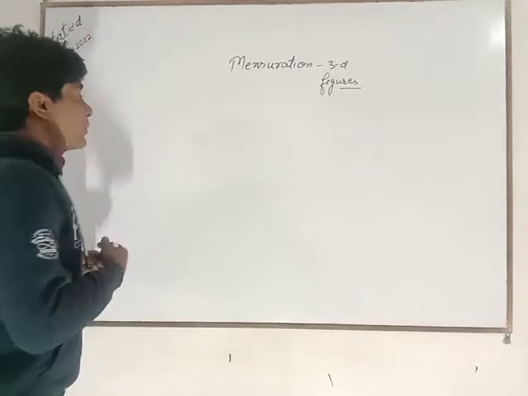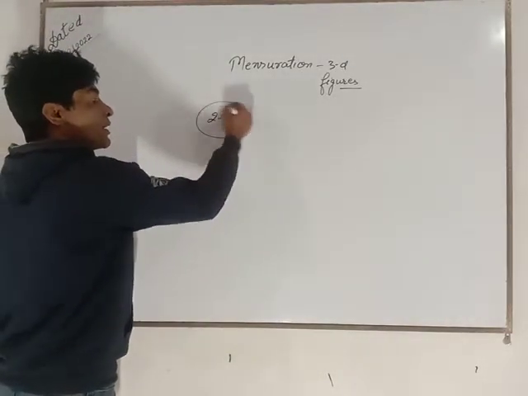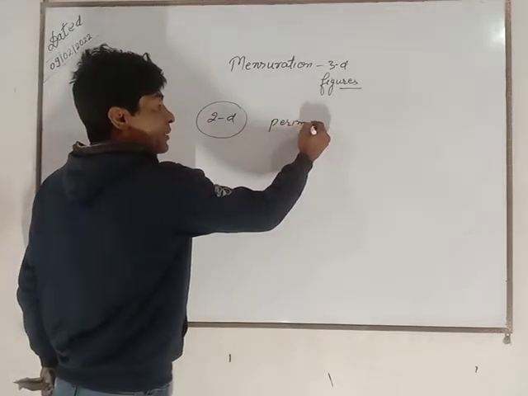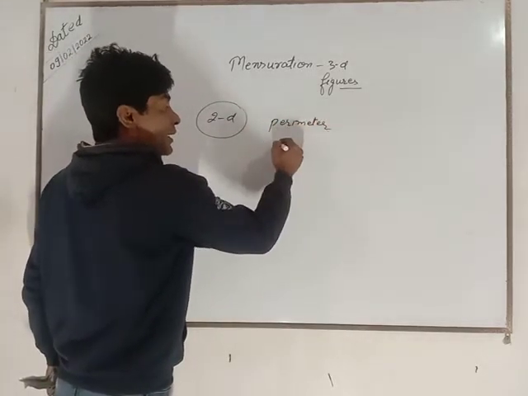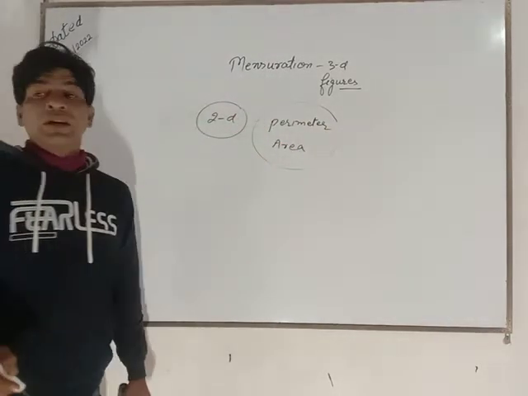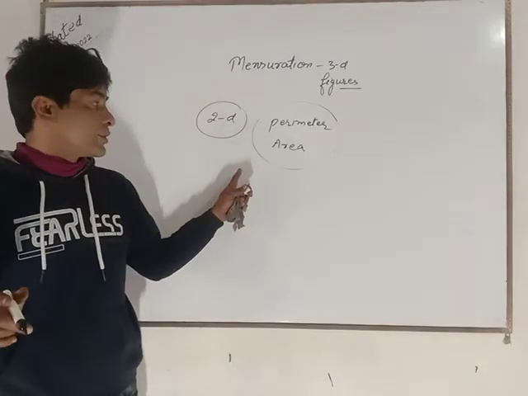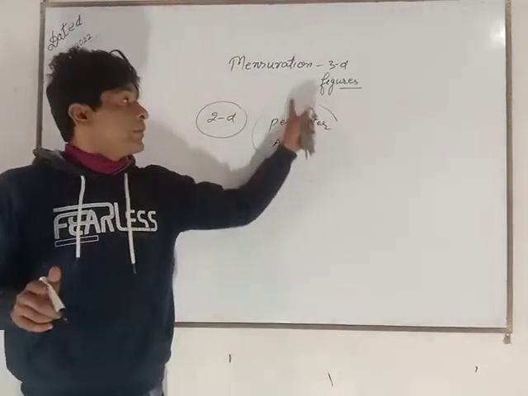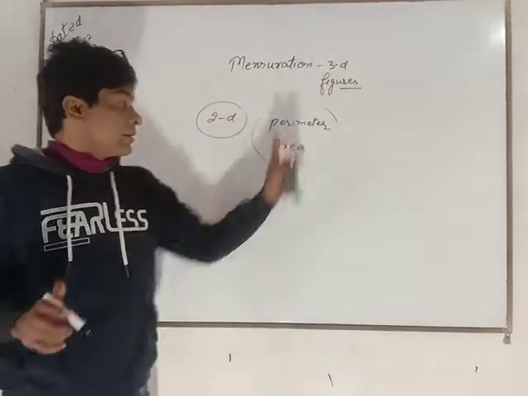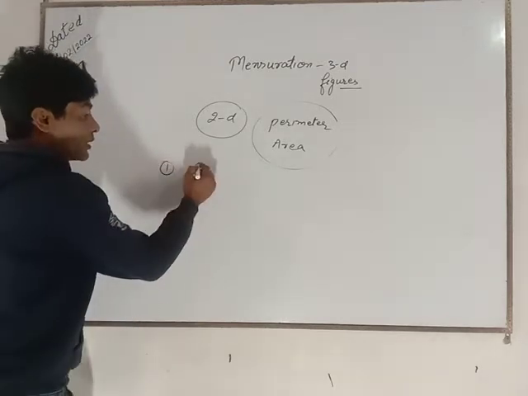First of all, you have to have command over 2D figures. Know about 2D figures, its perimeter and area. If you have understood these two things, then you will very easily understand about 3D figures. First thing which you have to understand is the triangle.